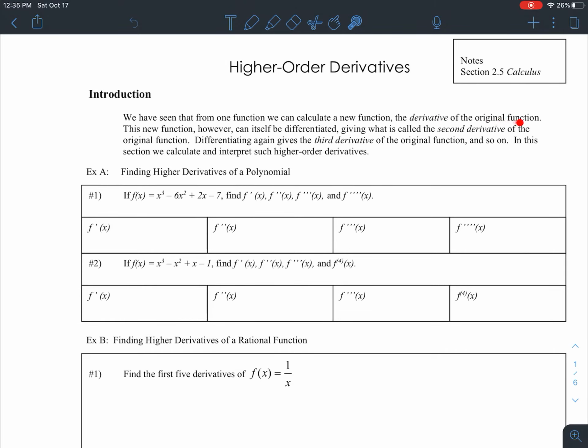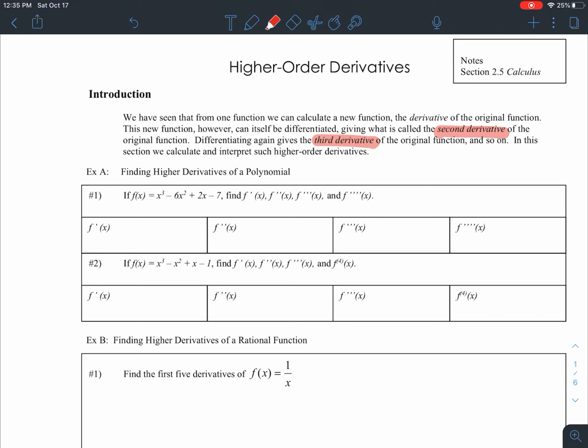I know that we've talked about how to take a derivative of an original function. A higher order derivative is when, after you've found the derivative of an original function, you then take the derivative of the derivative, and we call that a second derivative. If you were to take the derivative of that, that would be called the third derivative, and so on.